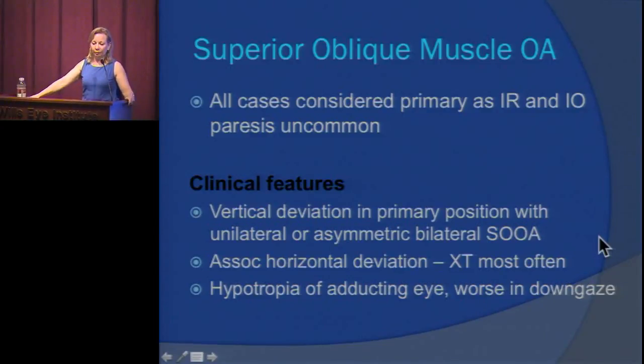In superior oblique muscle overaction, all cases are considered primary, as inferior rectus and inferior oblique paresis is uncommon. The clinical features are a vertical deviation in the primary position with unilateral or asymmetric bilateral superior oblique overactions. So there's a vertical deviation there, okay? It's usually associated with a horizontal deviation. Exotropia is most common. And there's usually a hypotropia of the adducting eye, which is worse in down gaze. Again, thinking about where the superior oblique acts, it acts in down gaze, and you'll see significantly more hypertropia there.